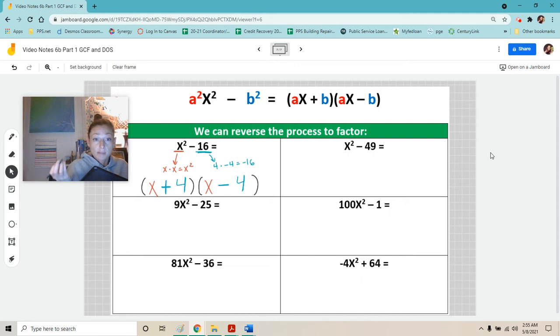If I had x squared minus 49, that's again going to work out very similarly. We're going to have x times x to make the x squared. So that'll be an x and an x. And then 49, that's going to be a 7 times a negative 7. Just like that.